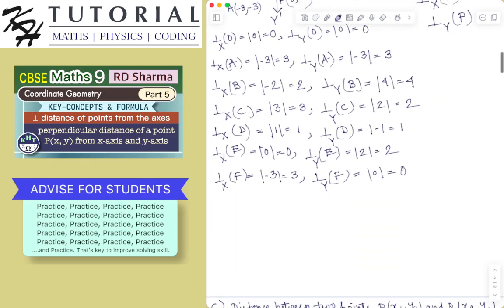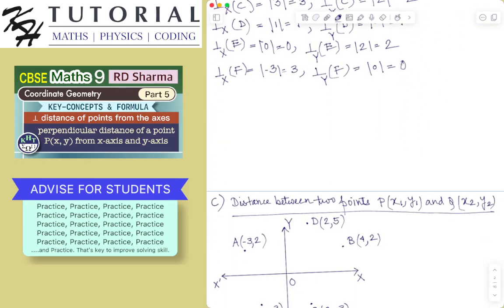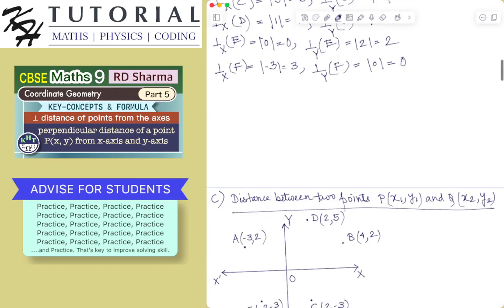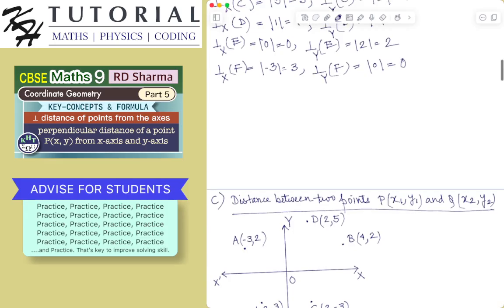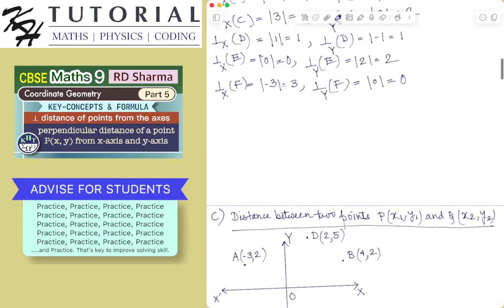The next topic is about the distance between 2 points whose coordinates are given in the Cartesian plane. How do we compute the distance between 2 points whose coordinates are given? I will discuss that in the next video.